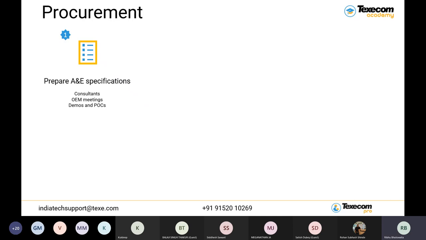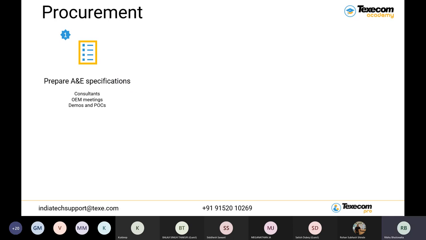So prepare A&E specs. What do you mean by A&E specs? So as you all know that, first of all, whenever we propose the system to the bank, maybe my company name is Rebu Enterprises, right? And I'm an installer. I have approached the bank and I am saying to the bank, the chief security officer, that you have to list Texecom as an intrusion alarm system in your documentation.